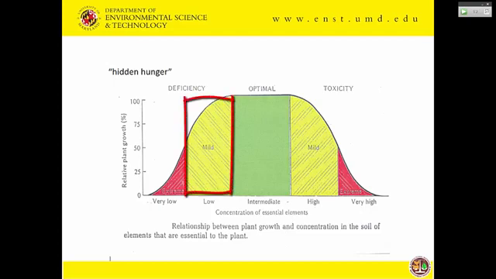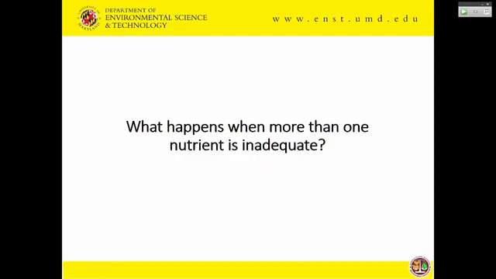Now, a lot of the plant physiologists seem to think that by the time you see something, you're down at the 50 to 60% yield potential, right? And if you're a vegetable producer with a high value crop, you sure don't want to be there. Okay. Well, what happens when more than one nutrient is inadequate?